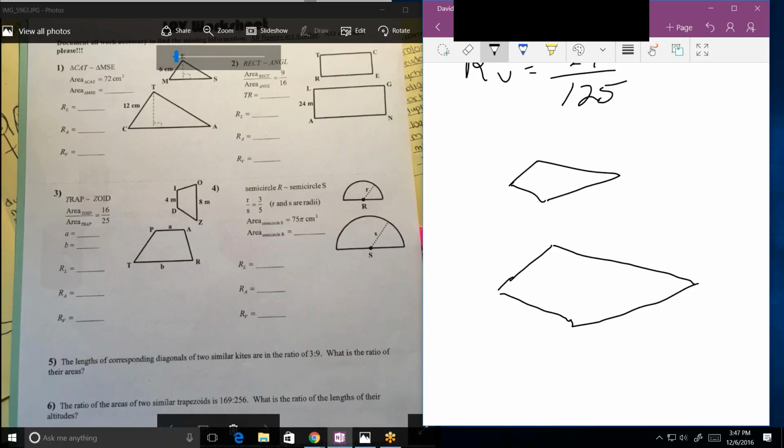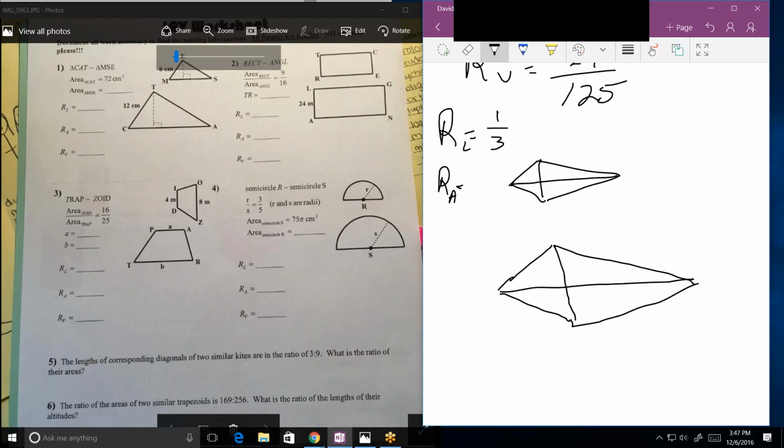Because the lengths of the diagonals are in a ratio of 3 to 9. So the linear ratio is what? Simplify it if you can. You certainly can, 1 to 3. Okay. So what's the area ratio?